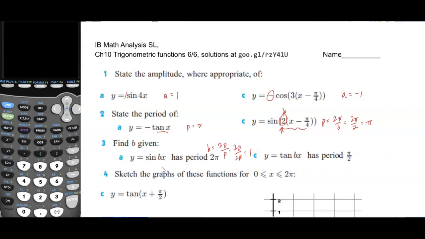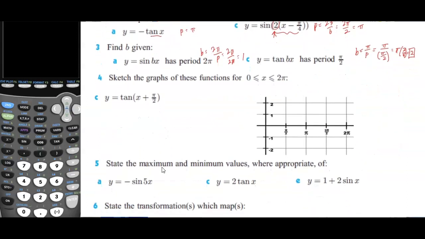What about the b value when tangent bx has a period of pi over 2? So we'll just put pi over p, which is the same formula except for tangent. And then for period, we're going to put pi divided by 2. And pi divided by 2 is pi times 2 over pi, which is equal to 2. Okay, so the b value in this case is 2.